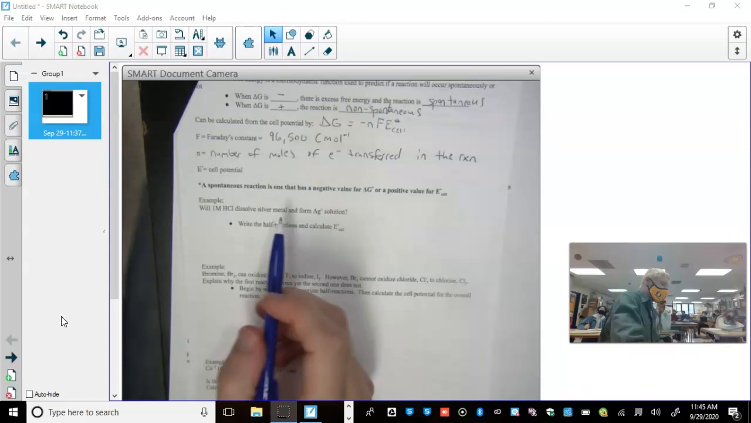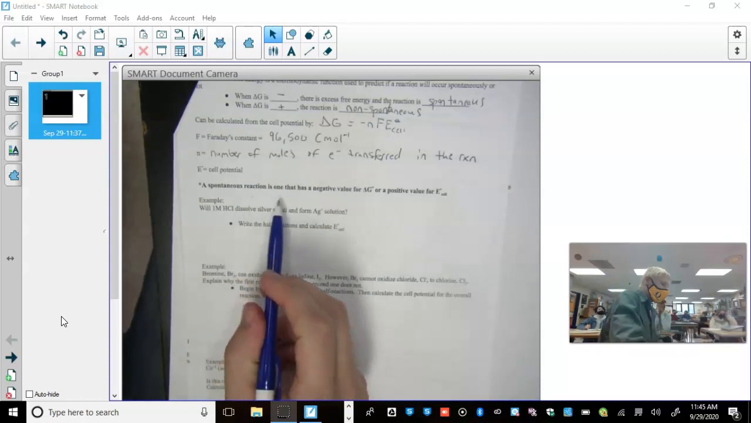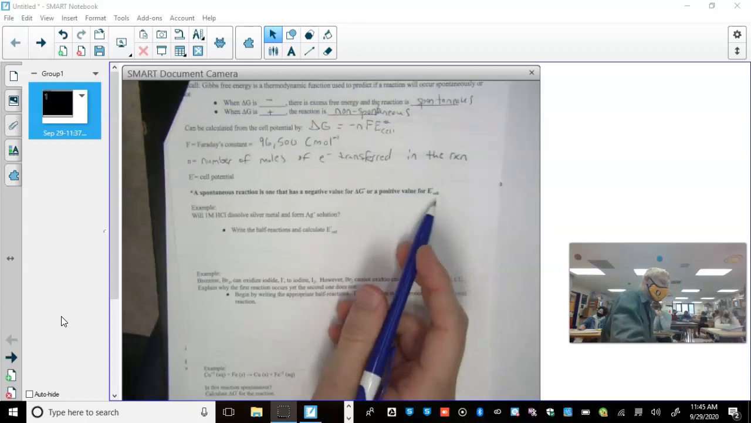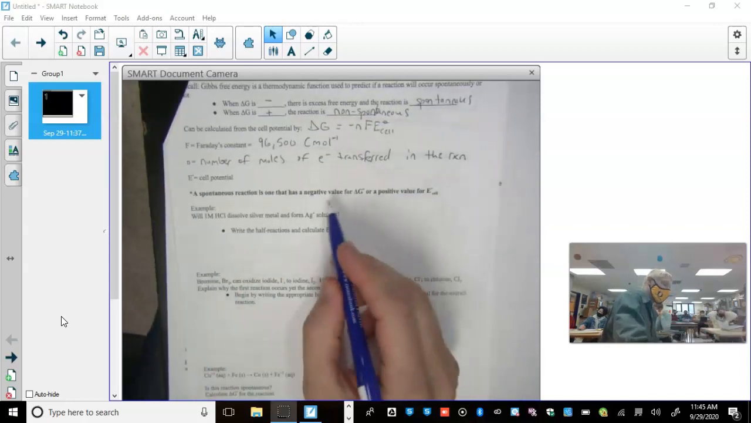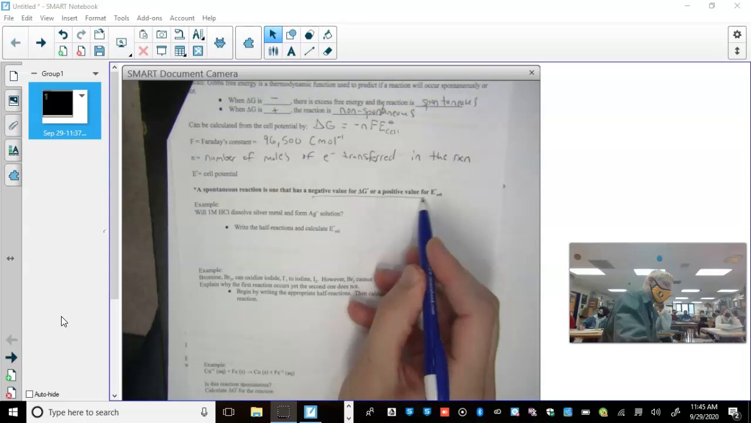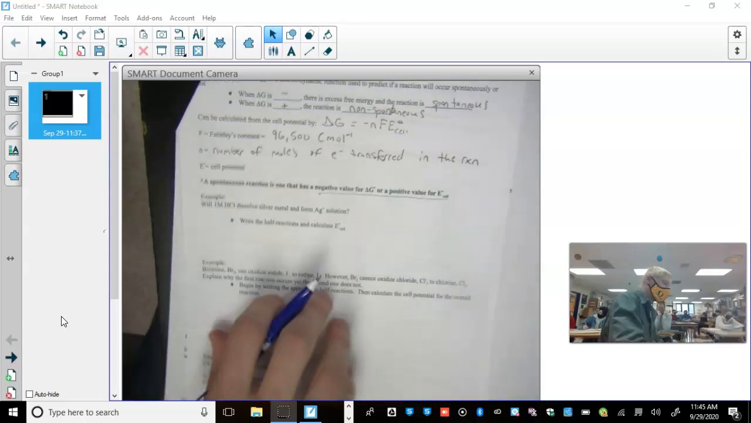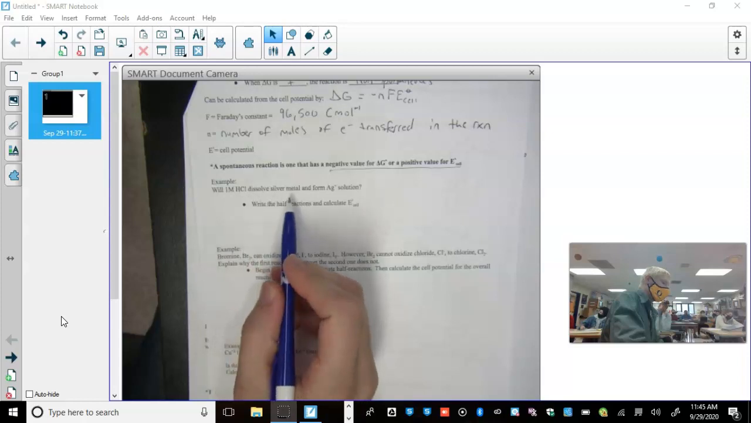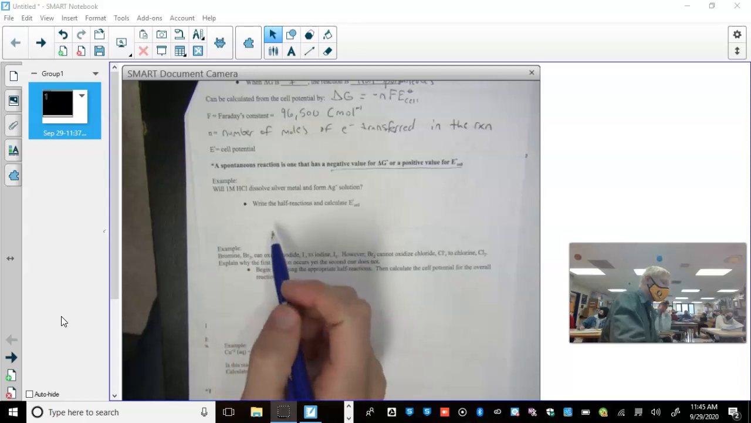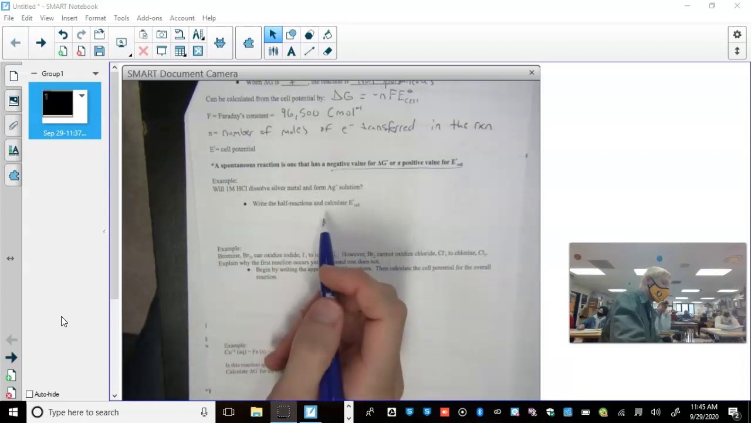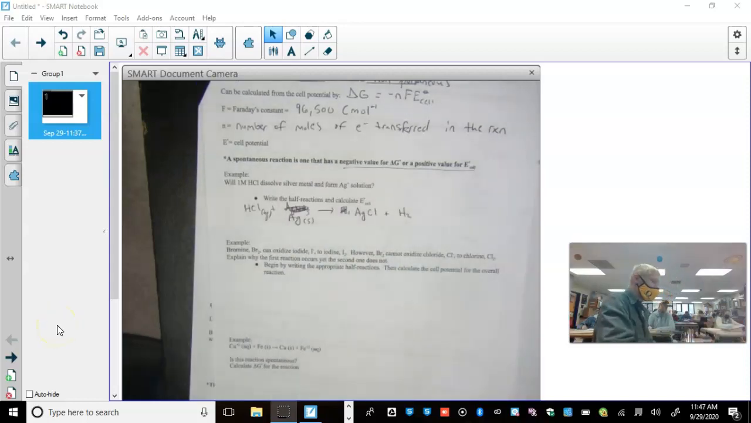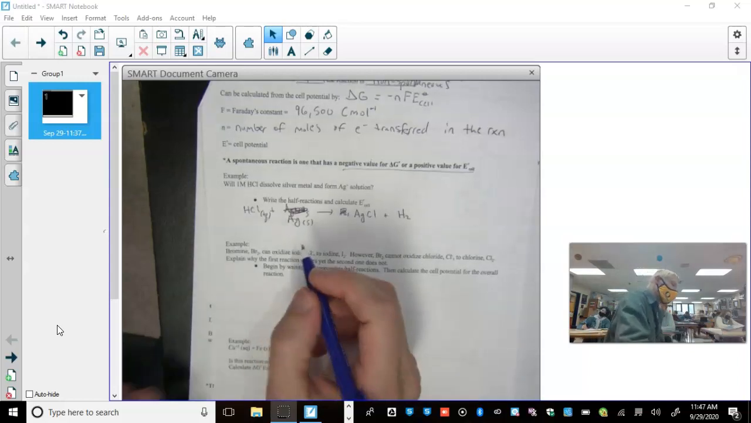All right, so a spontaneous reaction is one that has a negative value for delta G or a positive value of E cell. So you might want to highlight, underline that. Kind of sums it up. And we got HCl dissolves silver metal and forms Ag+ solution. Write both half reactions, and it also makes H2 gas. Okay. So that's just my overall reaction I'm writing, just so I don't have to visualize it in my head.